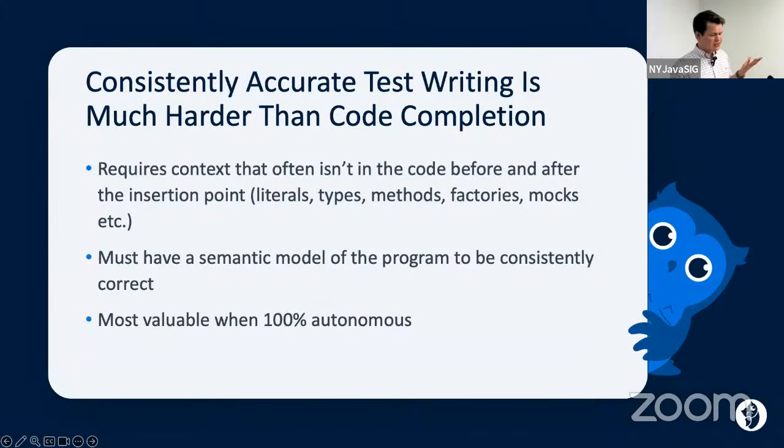So consistently, accurately writing tests is much harder than code completion. So code completion tools, like GitHub Copilot, etc., use the current file for input. There's a limited amount of input you can give to a large language model. We can't give it information about the rest of the application, the imports, etc. And GitHub states that Copilot writes correct code exactly 43% of the time with Python.